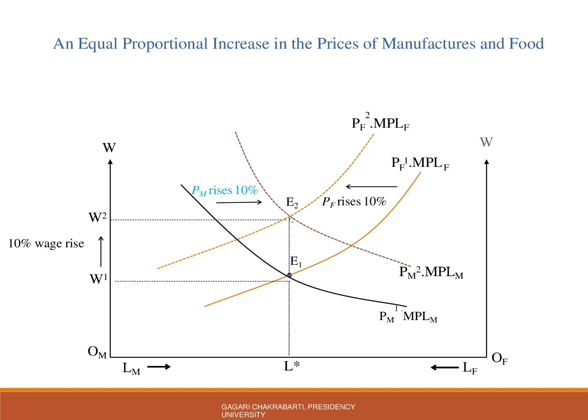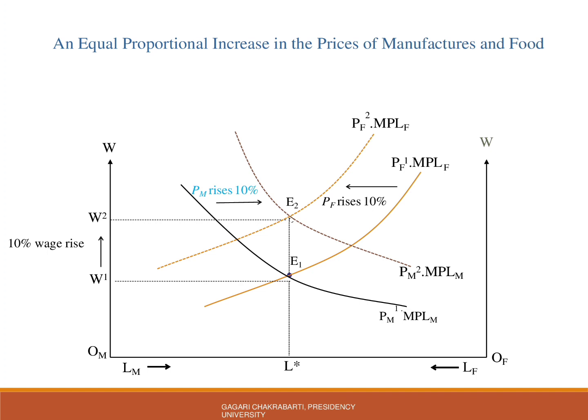So what is interesting is that the money wage rate increases exactly by 10%. The employment of labor is remaining unchanged. So what is the impact here on the economy and on the different factor prices? Now here the employment of labor L star is unchanged, so that LM and LF are remaining unchanged. Now the wage rate has increased by 10%, PM has increased by 10%. Therefore, W by PM is unchanged.